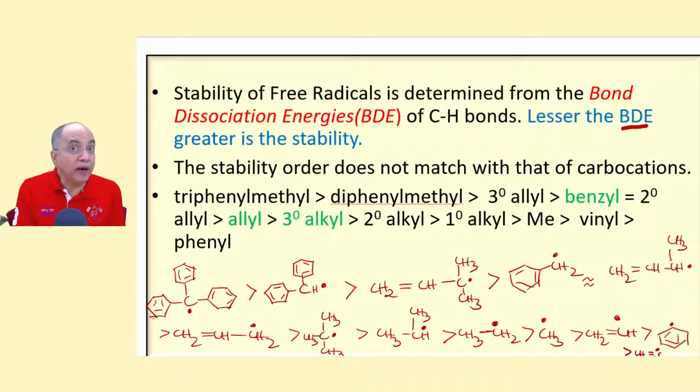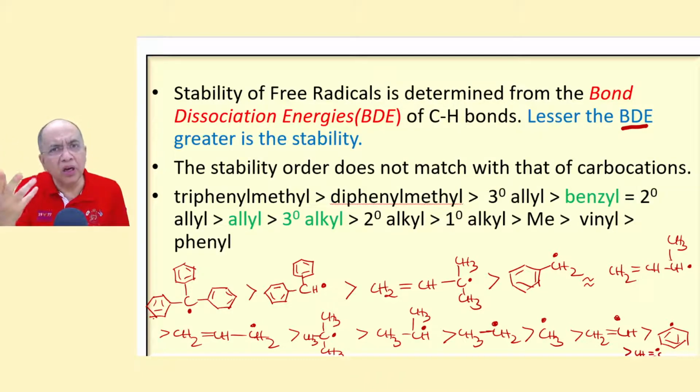Therefore, you won't find a similar trend in the order that you found for carbocations. Now see the trend. Here in the triphenyl methyl radical, there is no aromatic here. Triphenyl methyl is number 1, then diphenyl methyl, then 3 degree allyl, then benzyl, which is same as 2 degree allyl, then simply allyl. And allyl here is more stable than 3 degree alkyl free radical.